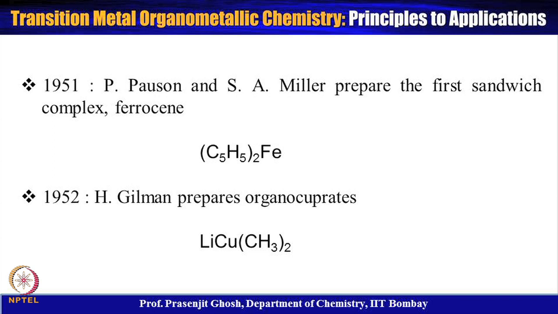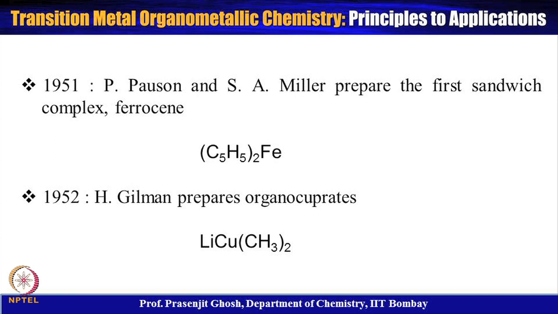In 1951, P. Pauson and S. A. Miller prepared the first sandwich complex in the form of ferrocene, which is dicyclopentadienyl iron. Prior to that, it was extremely difficult to believe how two cyclopentadienyl ligands could attach to a metal center. Ferrocene is a very stable molecule where two cyclopentadienyl ligands attach to a metal center, and the overall stability of this complex arises from the 18 valence electrons of the metal center, which leads to a very stable form of this compound.